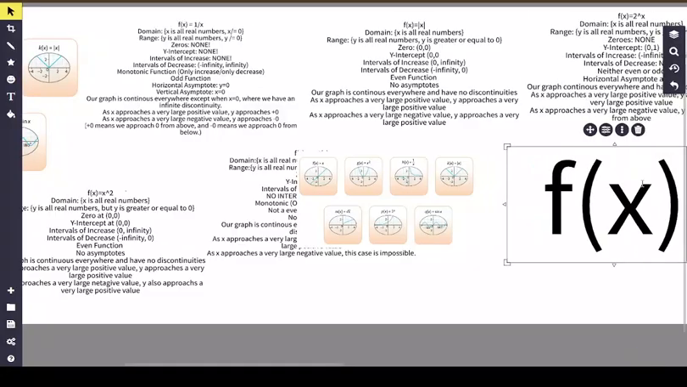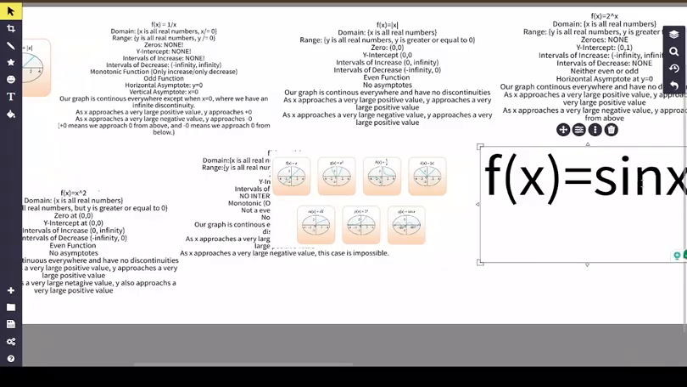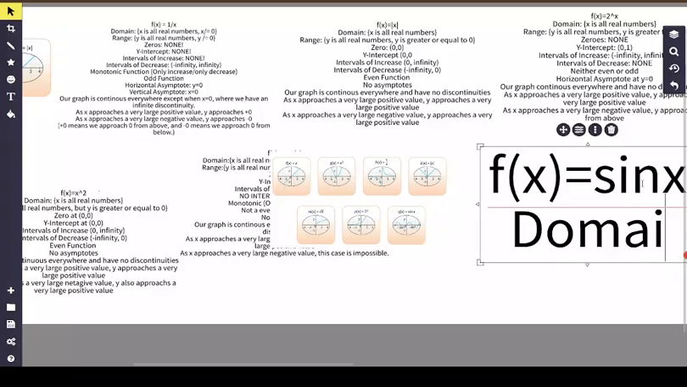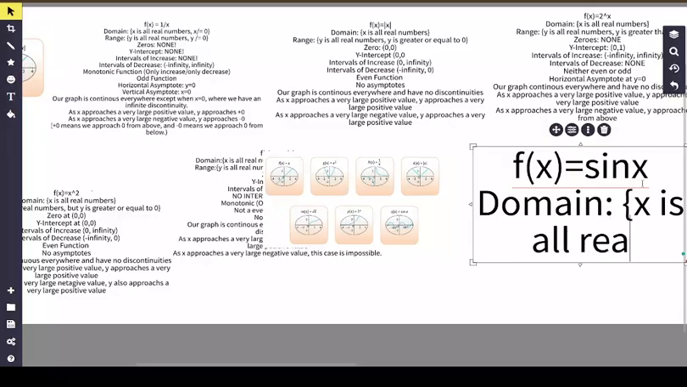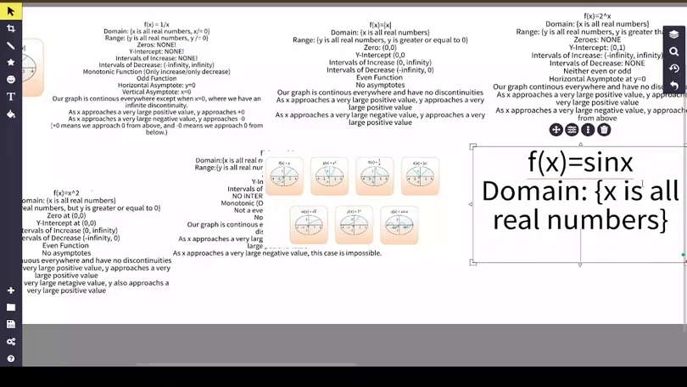We will have f of x is equal to sine x. We could obviously use cosine x as well because we learned that last year, but we're not using it in this case. So we're just going to use sine x. It doesn't really matter. So let's talk about the domain. What can we put in here? We can put x as any real number, right? Because no matter what we put into sine x, it's always going to give us a number.